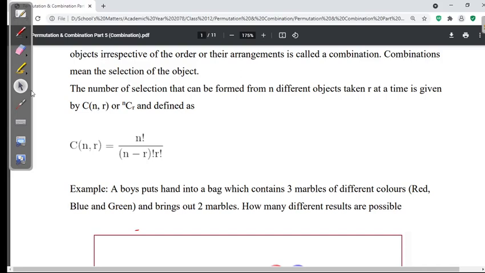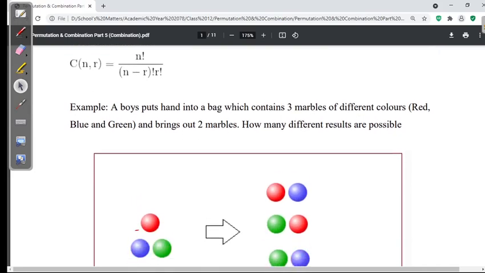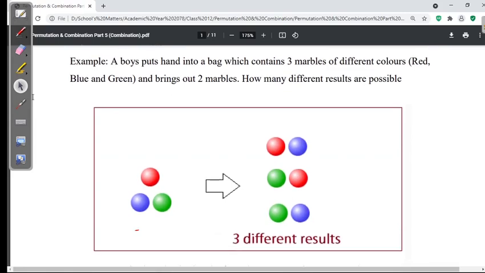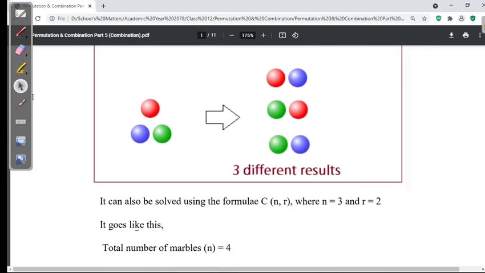Somehow we have discussed this in the first part also, and this example as well. A boy puts his hand into a bag which contains three marbles of different colors, red, blue, and green, and brings out two marbles. How many different results are possible? One, red and blue; green and red; and green and blue. Three different results. It can also be solved using the formula nCr, where n is 3 and r is 2: three objects taken two at a time.